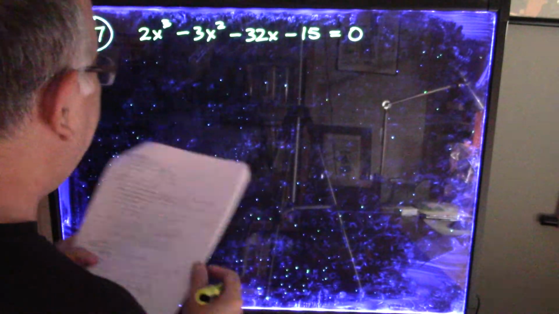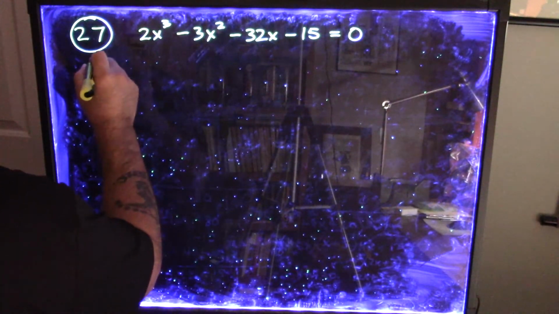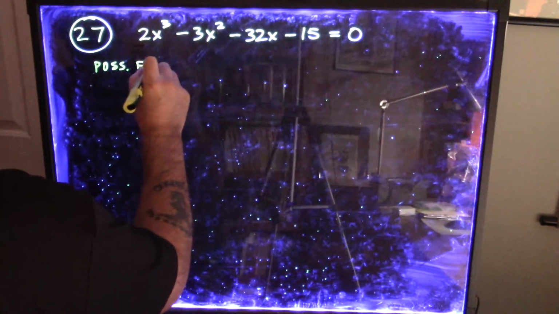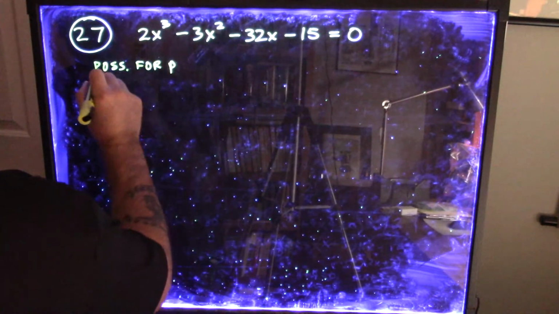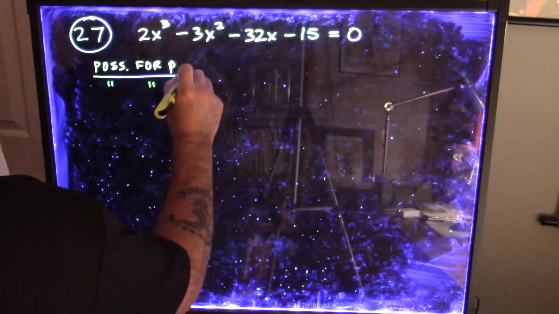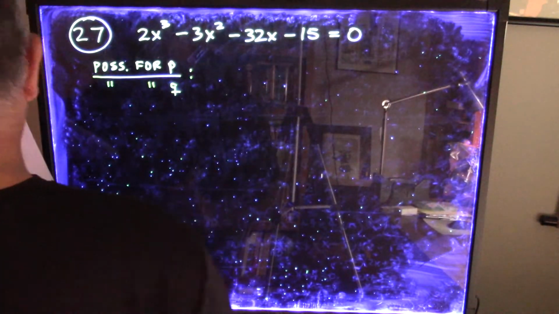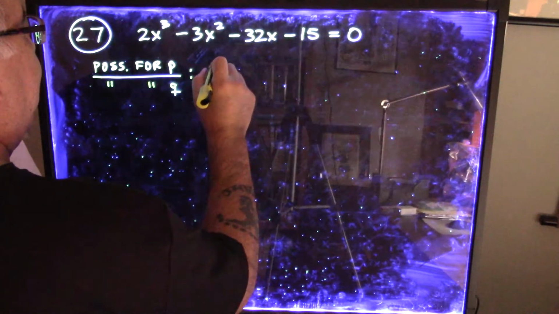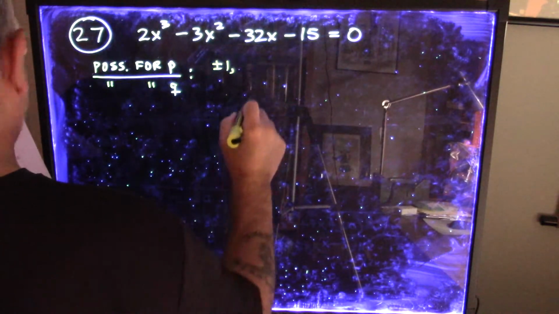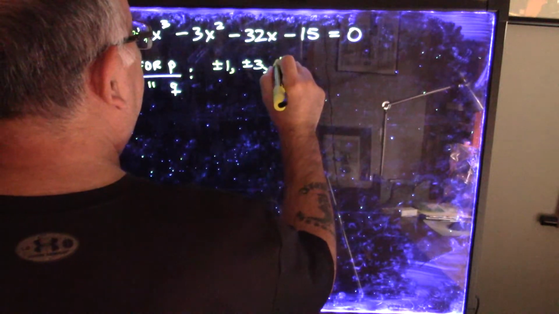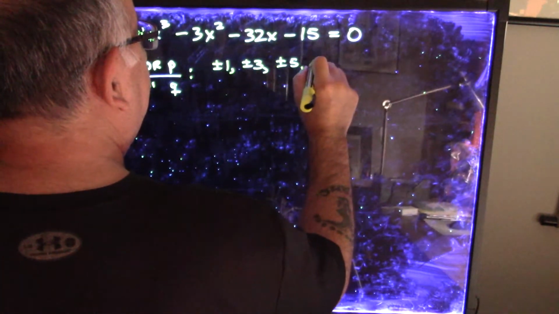Okay, number 27. So it's written up there. And let me write the possibilities for P over possibilities for Q. Alright. So you look at the factors of 15. You've got plus or minus 1, plus or minus 3, plus or minus 5, and plus or minus 15.